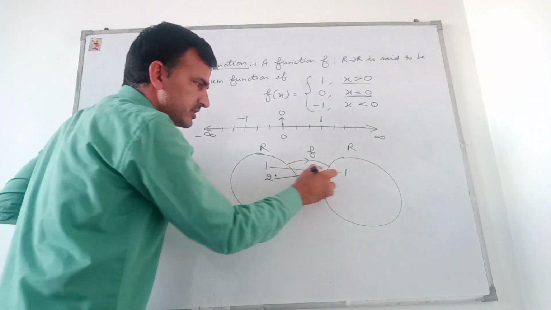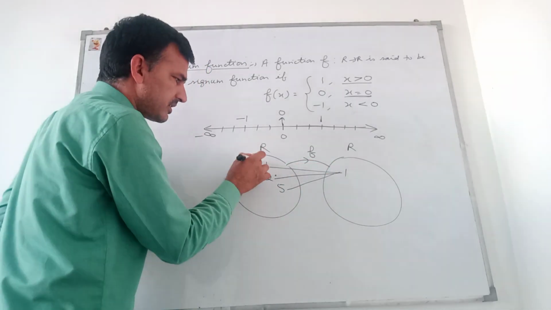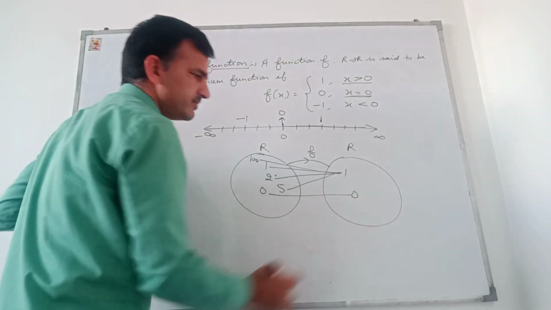Image of 2 is also 1. Image of 5 is 1. Image of 100 is 1. Image of 0 is 0.